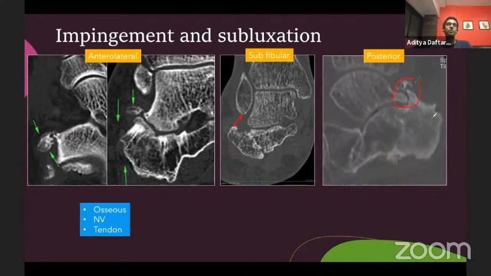So impingement, when you do see it, can, as we described earlier, be osseous, where two structures are blocking each other. It can be neurovascular if it impinges against a neurovascular structure, and it can be tendinous if it impinges against a tendon.